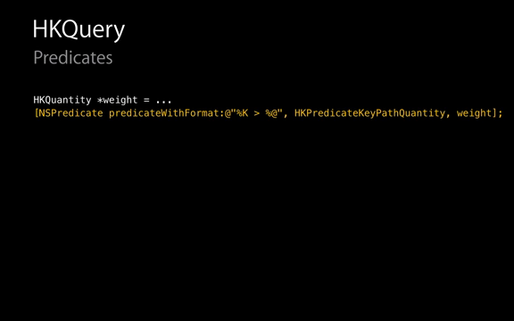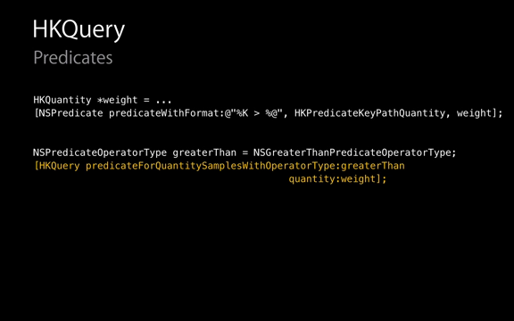You can create predicates in a couple of different ways. First, you can use regular NSPredicate constructors, which you may already be used to. We give you a constant for every key path that you can use with predicates. This is a really powerful tool, but we wanted to make it easy on you to create the predicates that are most commonly used. So we provide some convenience constructors right on HKQuery. Note that these two methods are going to create identical predicates, so you can use whichever method you feel more comfortable with.